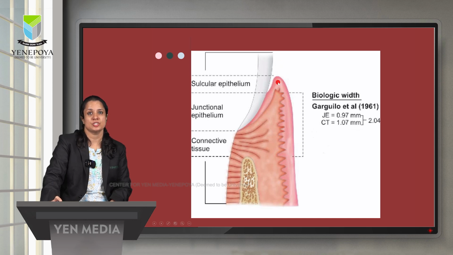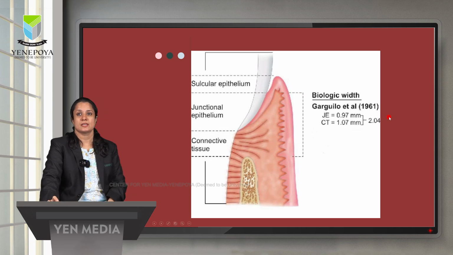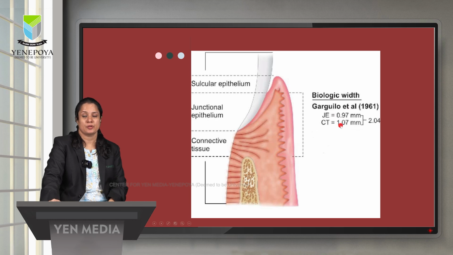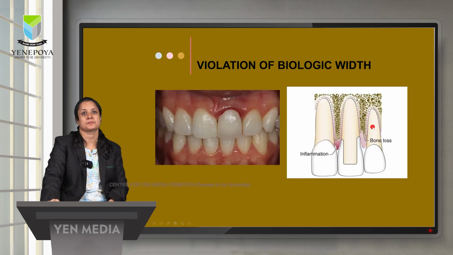Here we have the gingival sulcus, the sulcular epithelium, and here we have the junctional epithelium, and this is the gingival connective tissue. So, this distance, that is from the base of the sulcus to the crest of the alveolar bone, will give us the biological width. So, that is around 2.04 millimeter on an average. That includes junctional epithelial dimension of around 0.97 millimeter and the dimension of the gingival connective tissue of around 1.07 millimeter. So, both added together will give around 2.04 millimeter.